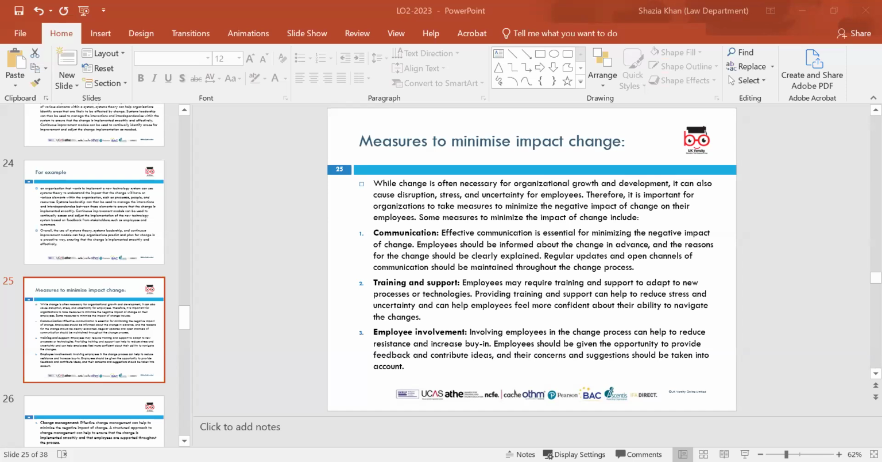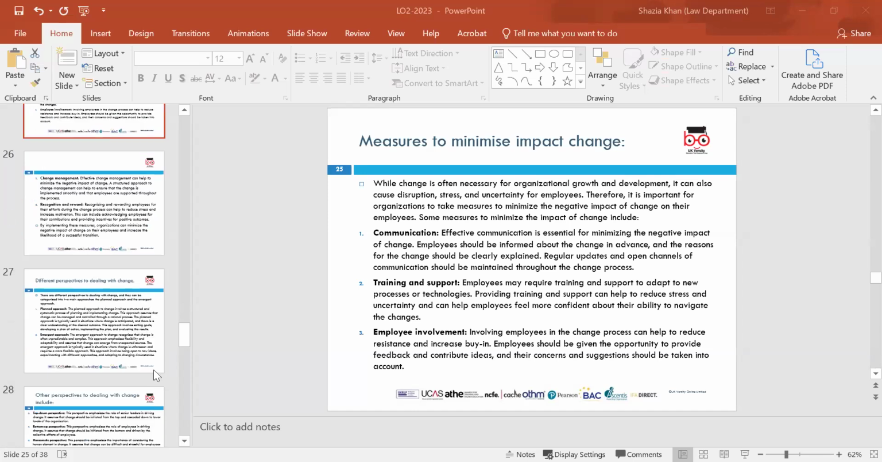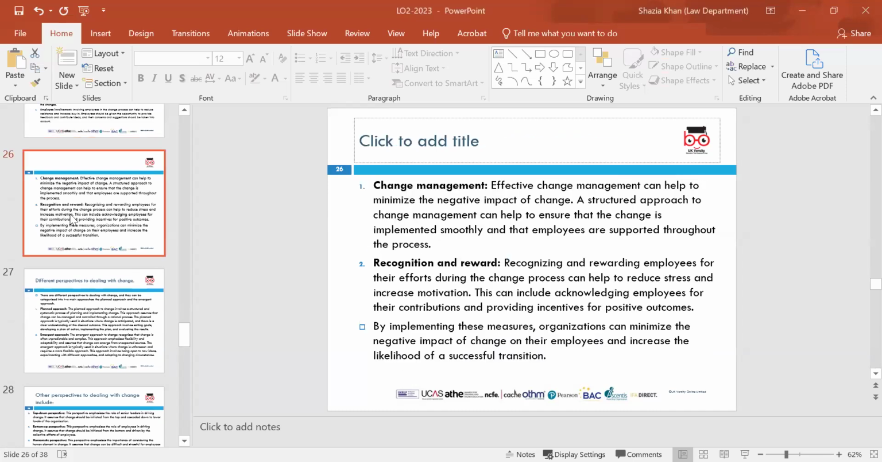And employee involvement. Like we said, when you get employees involved, they feel part of the process and they feel less stressed and less anxious about the changes. Change management: effective change management can help reduce the negative impact of change. So make sure you have effective management in place that is supporting the employees throughout the change process. Recognition and rewards.